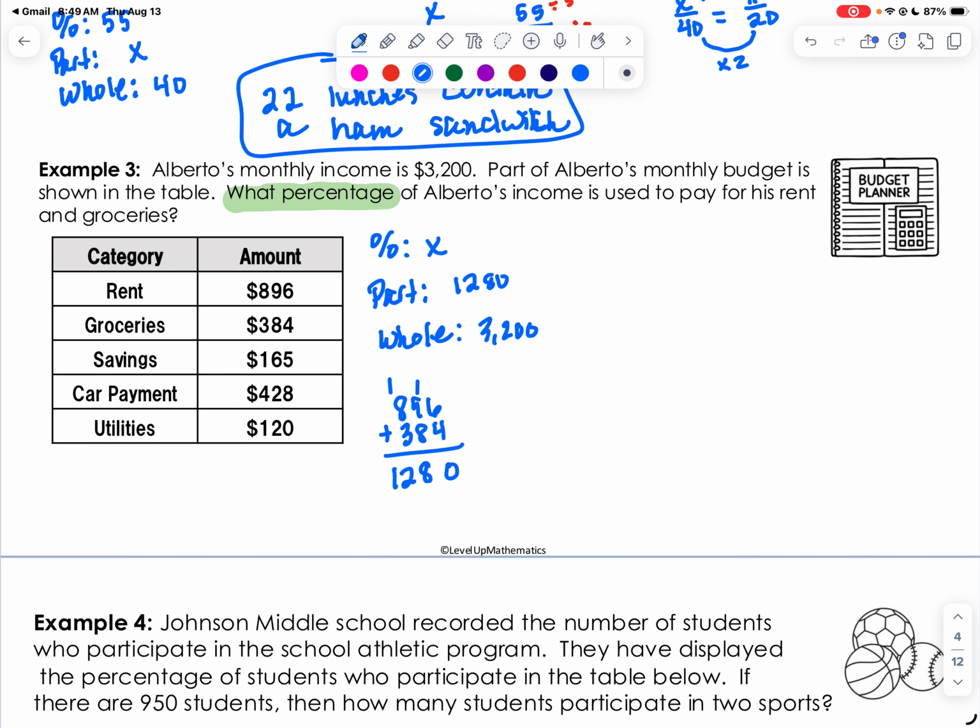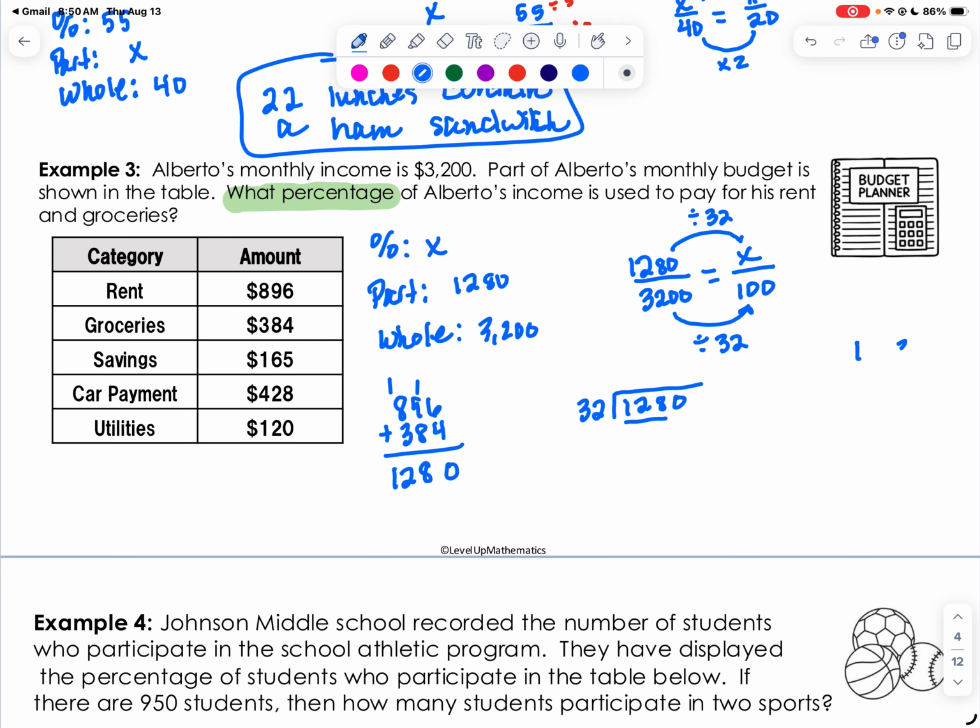All right, now we have everything we need to make a percent proportion. So $1,280 over 3,200 equals x over 100. So to get from 3,200 to 100, we would simply have to divide by 32. That means I can get my top number if I divide it by 32. So 32 into 1,280. All right, so I want to know how many times will 32 go into 128.